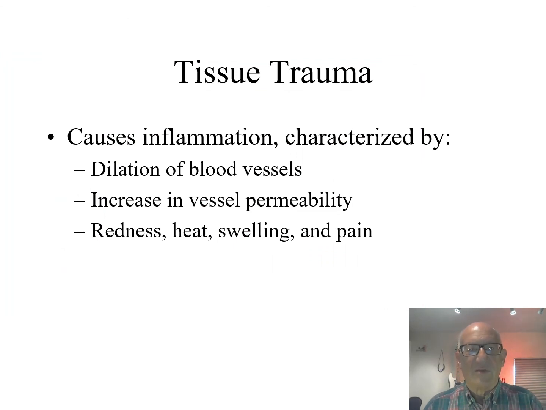Next, we're going to talk a little bit about tissue trauma. One of the characteristic signs of trauma to tissue is inflammation. It's characterized by dilation of the blood vessels, opening up of the blood vessels to let more fluid flow into the damaged area, and an increase in vessel permeability, again, to allow more fluids to move into the area. And these are called the 4 cardinal signs of inflammation: redness, heat, swelling, and pain.